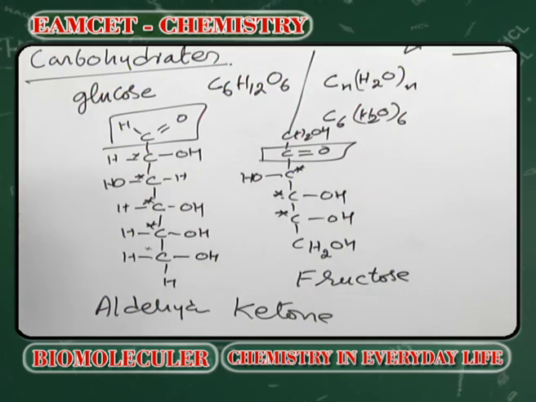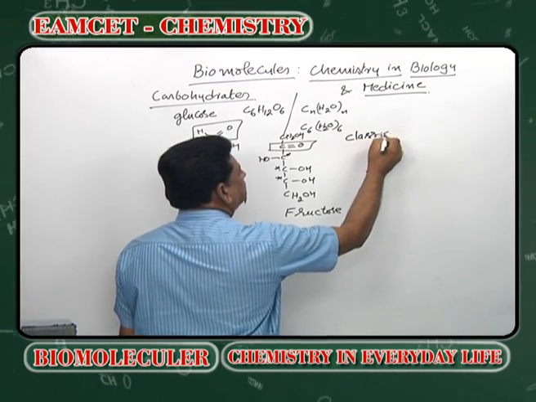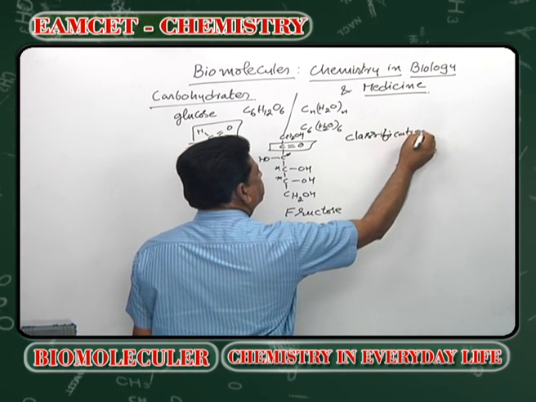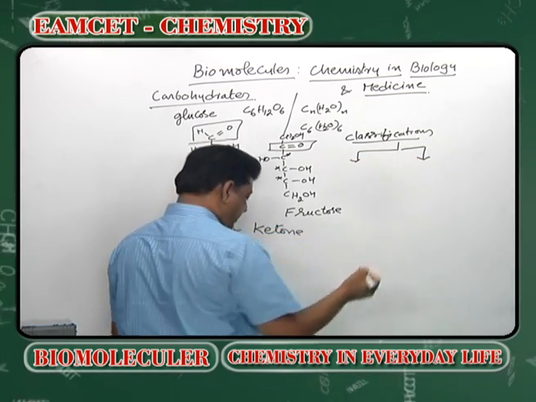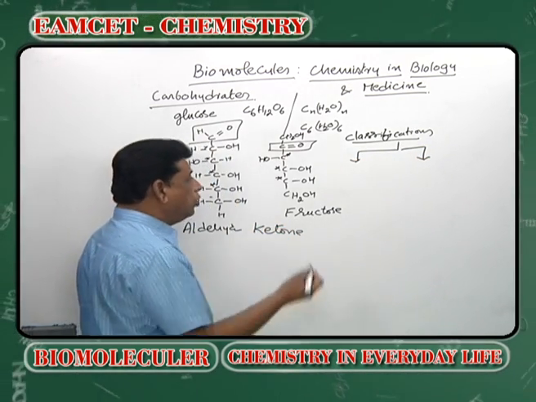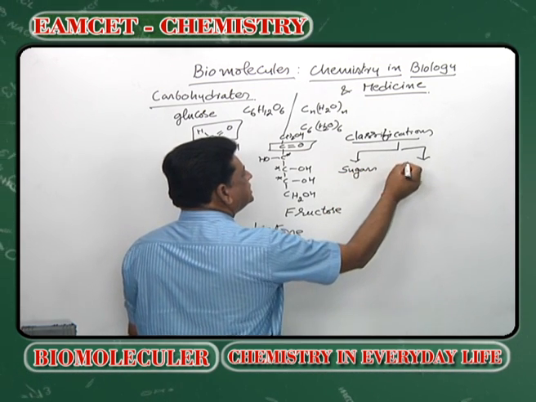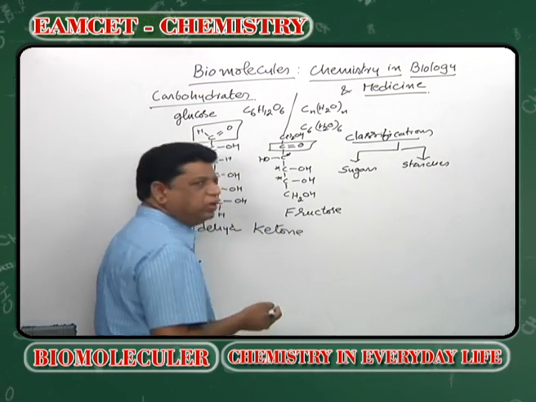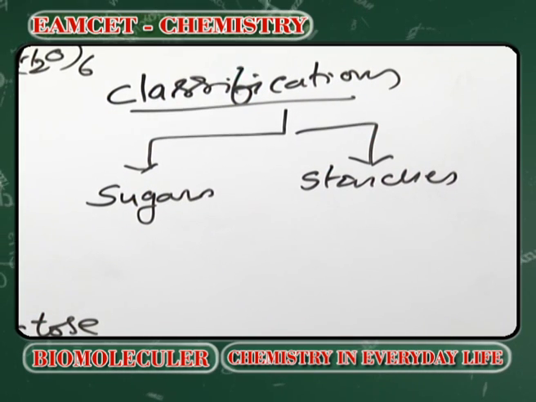Now the carbohydrates can be classified. Classification of the carbohydrates: they are divided into 2 types in the old classification, sugars and starches. This is one method of classification. Sugars are soluble in water and starches are not soluble in water.